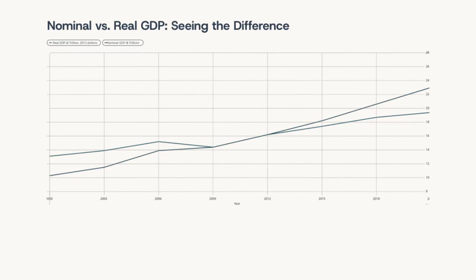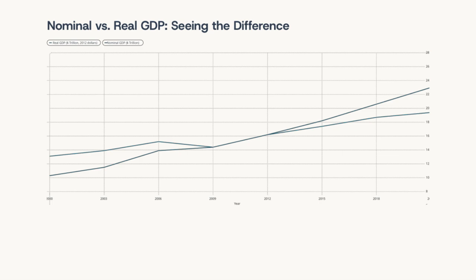Let's take a closer look at nominal GDP, which is measured in trillions of dollars, and real GDP, also in trillions of dollars, but adjusted to 2012 dollars. It's important to understand the difference between these two because they tell us different stories about the economy. Nominal GDP reflects the current market prices, so it can be influenced by changes in price levels, like inflation. On the other hand, real GDP accounts for inflation, giving us a clearer picture of actual economic growth over time.